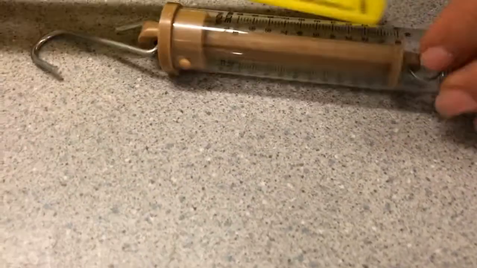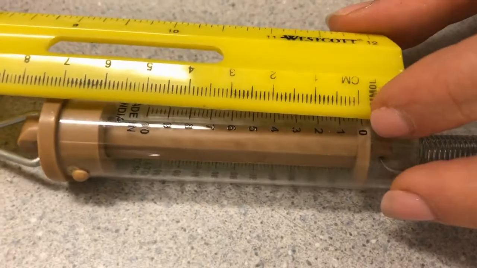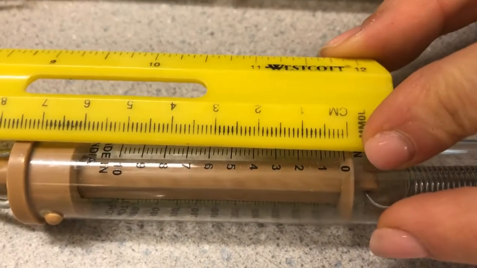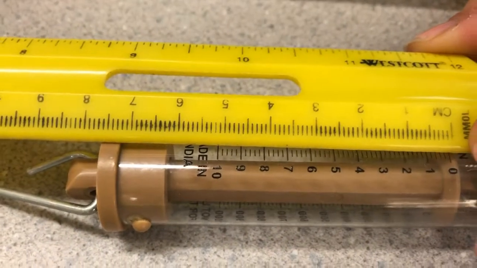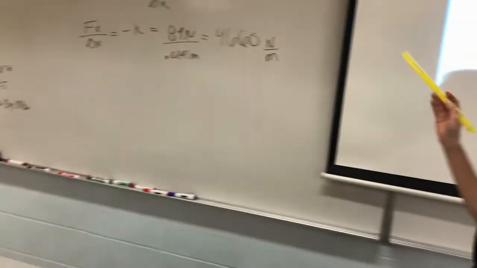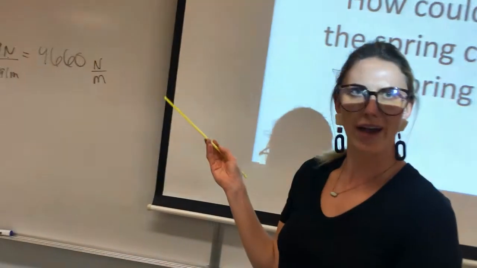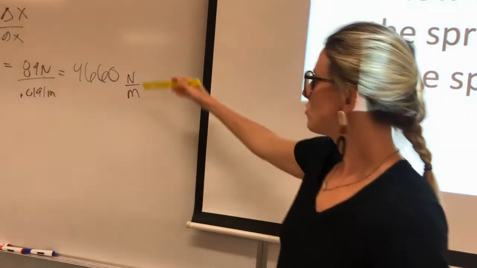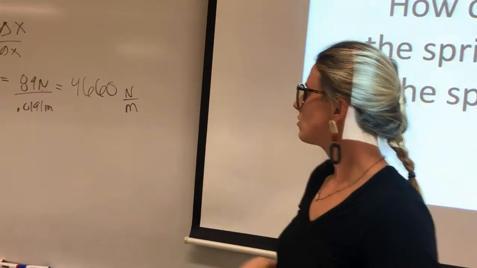Then we could do the same thing for the brown one. For every 5 centimeters here, I have 10 newtons. So 10 newtons divided by 5 is 2 newtons per centimeter. Okay, last one.